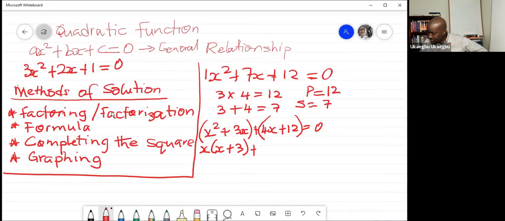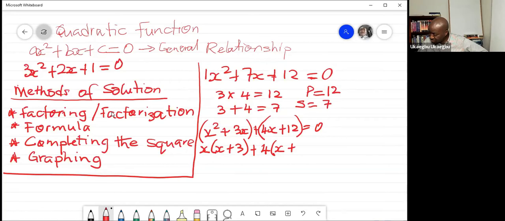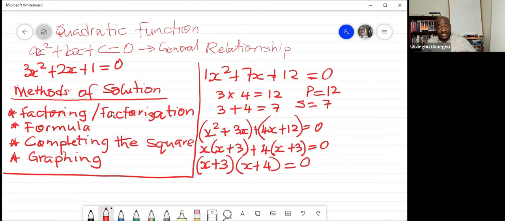4x and 12, what's the common factor there? 4. So we pull out 4 and say x plus 3 equal to 0. So you can clearly see that x plus 3 and x plus 3 repeats itself. So you just take one of them. So you have x plus 3, and then you now combine this x and this 4. So you now have x plus 4, and that's equal to 0. So the factors of this expression are x plus 3 and x plus 4.